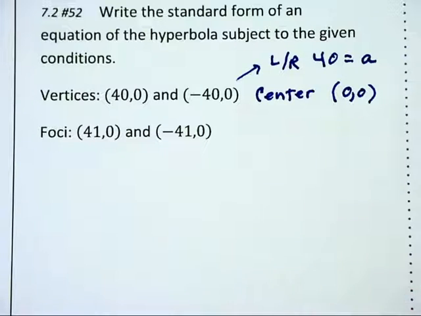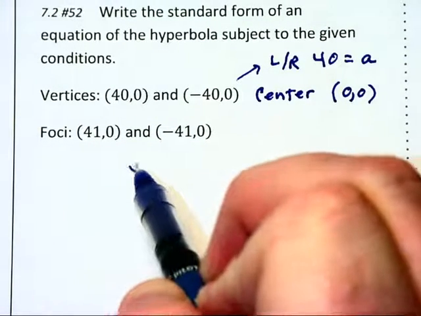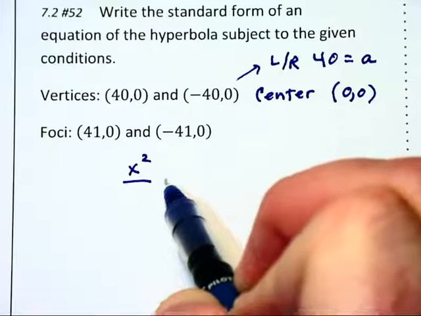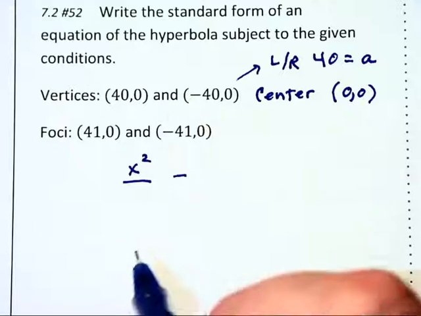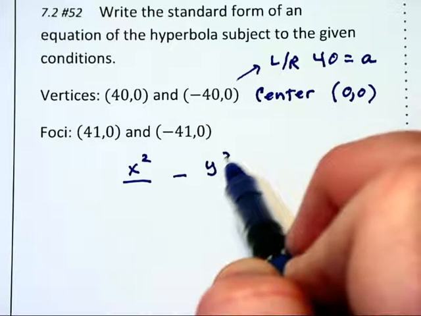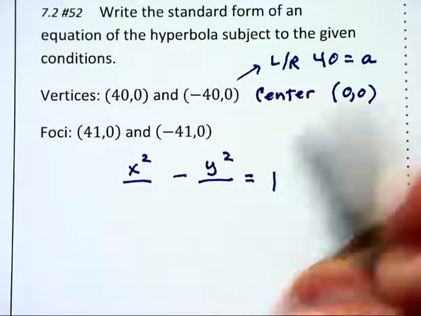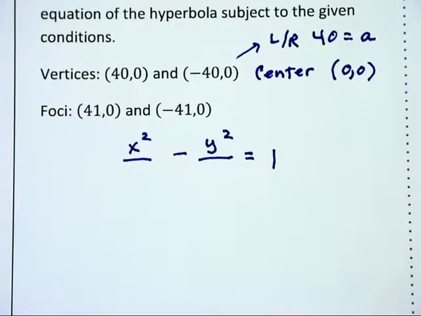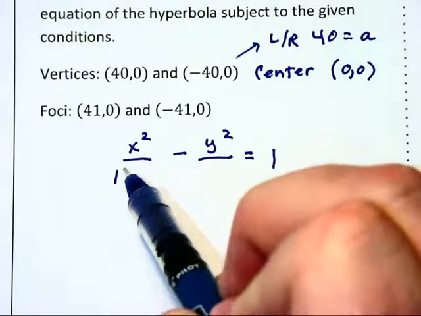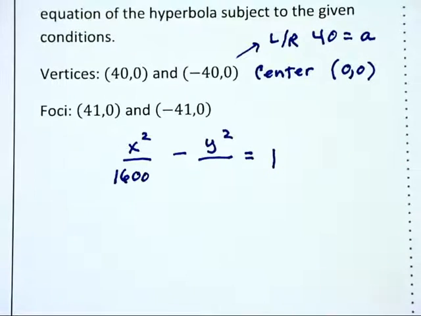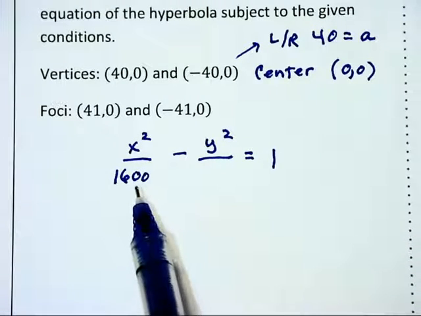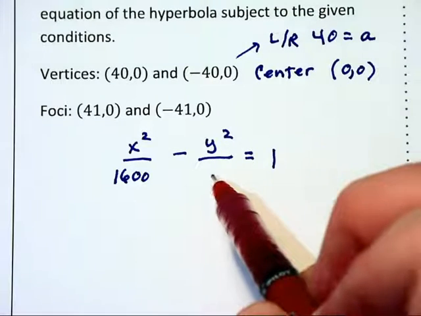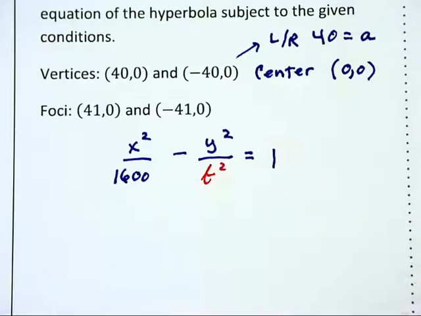So right off the bat, I know that I'm going to have x squared over something, and I know x squared is first because I'm going left and right to the vertices, minus y squared over something equals 1. Now we've said we're going left and right 40, so that tells us we're going to have 1,600 beneath the x squared because 1,600 square roots to the 40. We need to find this missing value here of b squared.